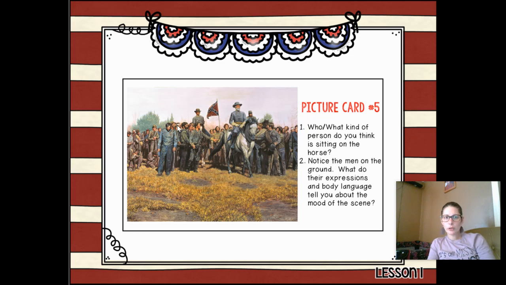What do the people on the ground tell you about their expressions and their body language? What's the mood of the scene? Remember, mood is feeling. So their expressions, they look very defeated. It looks like he's got like a head wound on. They don't look very happy. They're definitely not celebrating. So I'm going to say sad again. It looks like another very sad event.